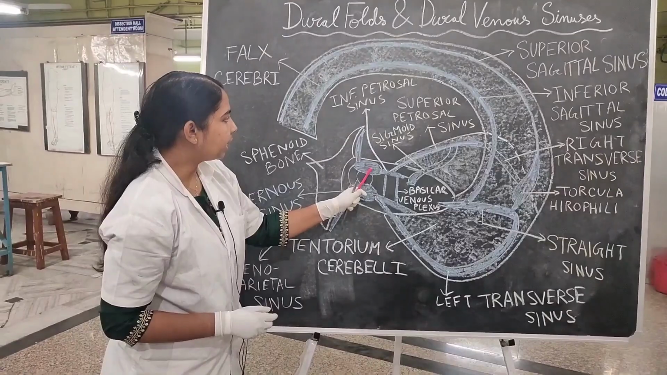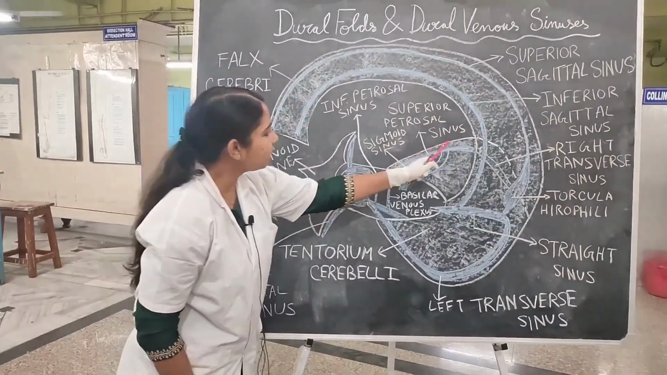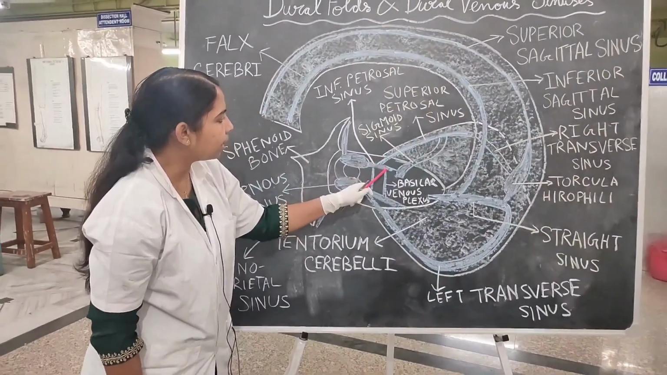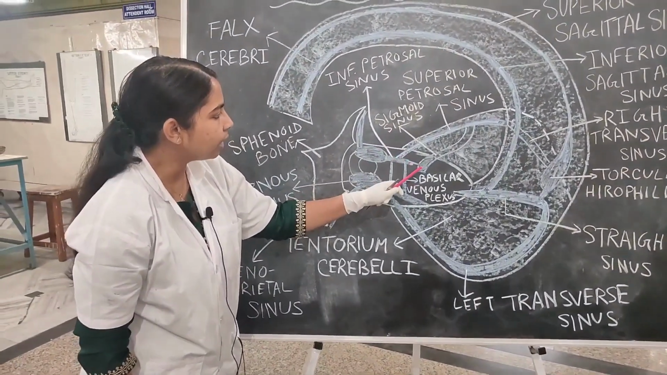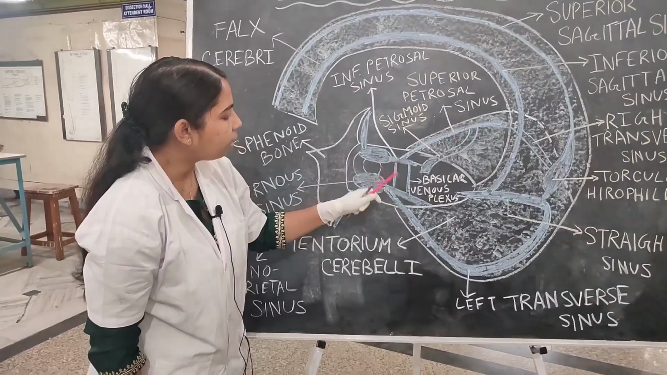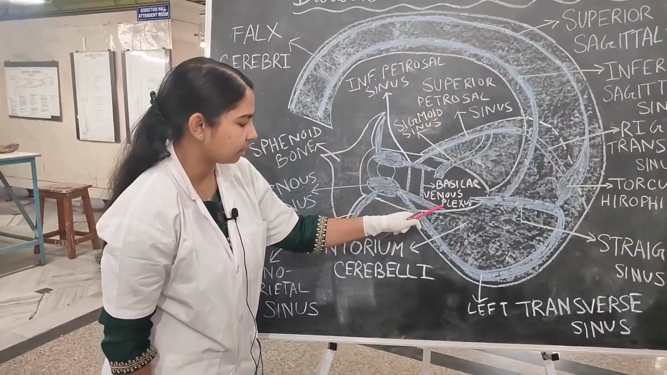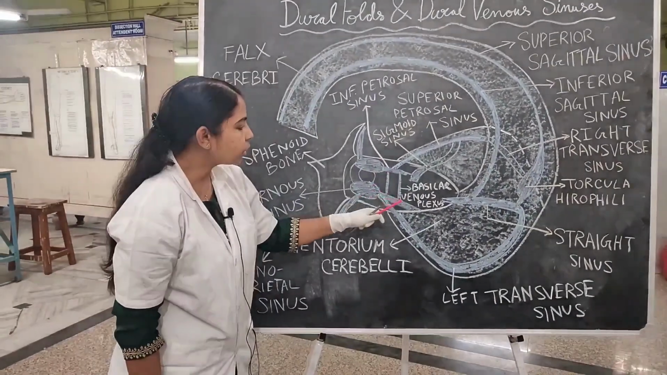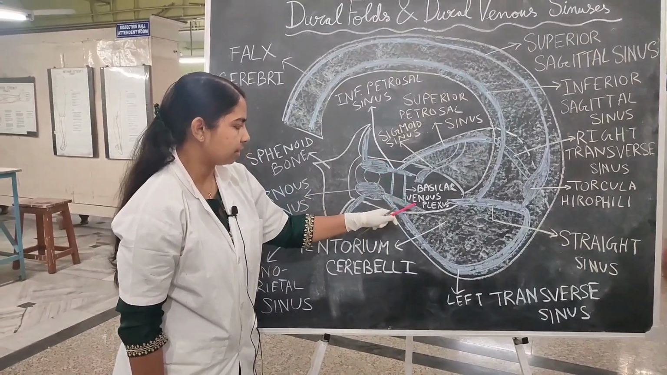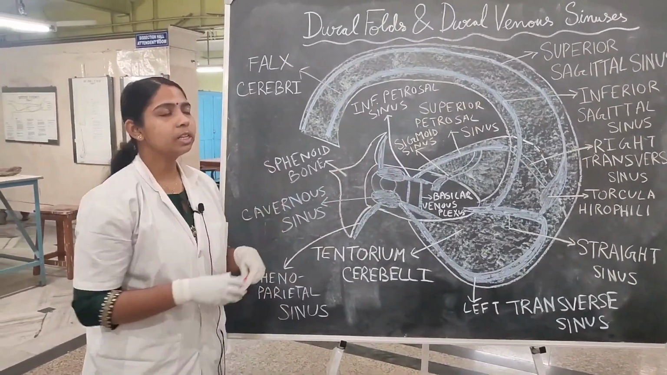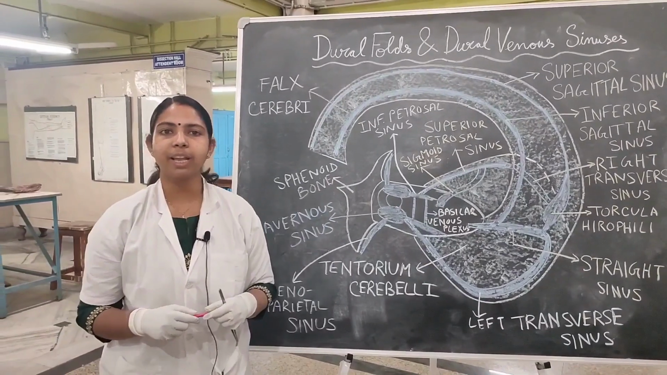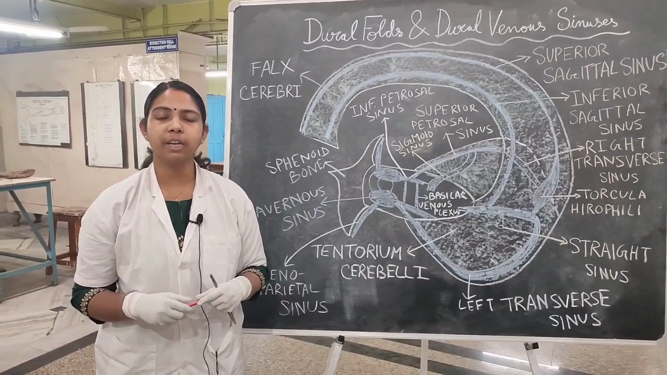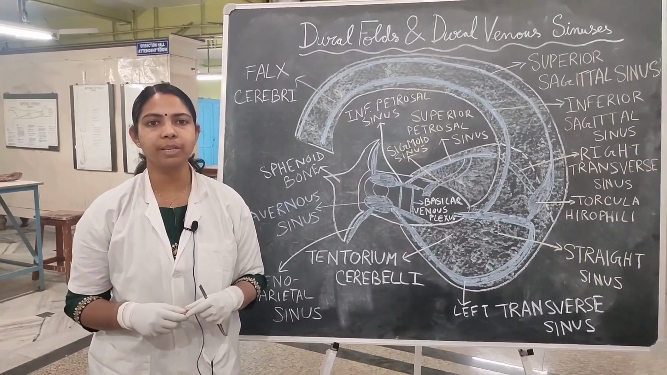From the cavernous sinus, the superior petrosal sinus drains the blood into the transverse sinus, and the inferior petrosal sinus drains the blood into the internal jugular vein through the sigmoid sinus and also into the basilar venous plexus. The basilar venous plexus has communication with the vertebral veins. All these dural venous sinuses are valveless and there is bidirectional flow of blood, and they are also connected with extracranial veins through emissary veins.